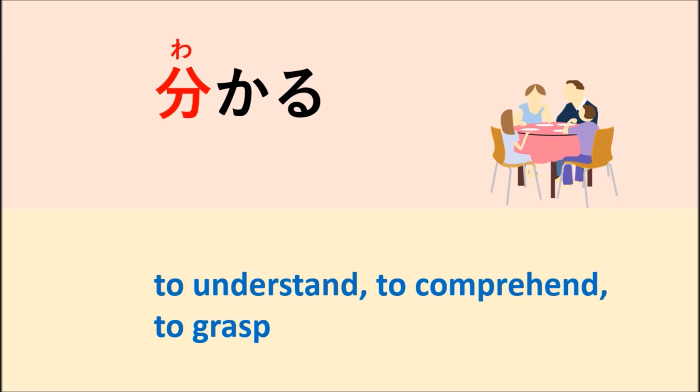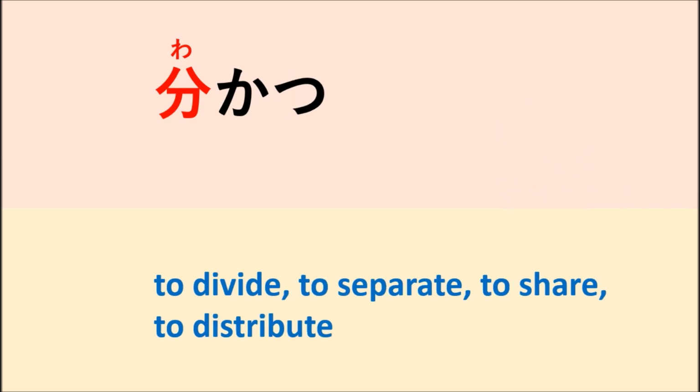分かる means understand or comprehend or grasp. For example, この質問がわかりました。Which means I understand this question. わかりましたか？ Do you understand? はい、わかりました。Which means yes, I understand. 分かつ means to divide, to separate, or to share, or to distribute something. So you can use the word like 分かつ.